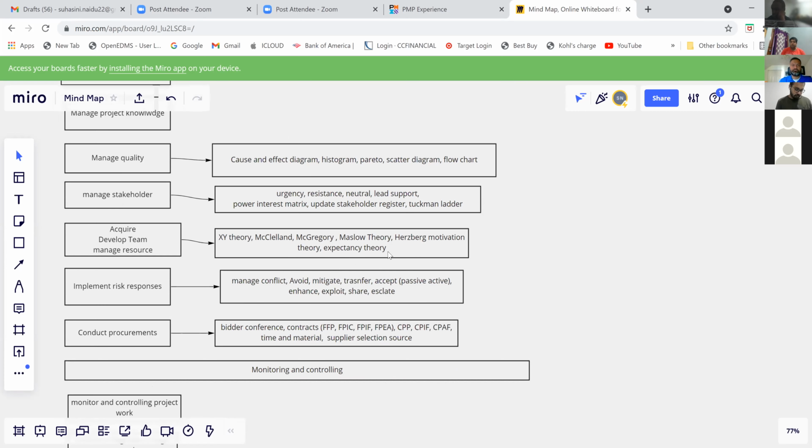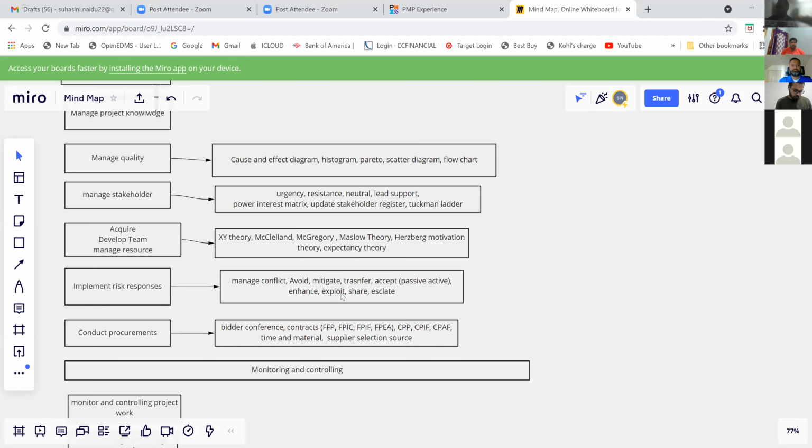Then acquire team, develop team, and manage resources. So we'll have the XYZ theory, McGregor. These are always hard for me. So McGregor and Maslow theory, Herzberg motivation theory, expectancy theory. We'll apply all those theories and check to increase the performance of the team.